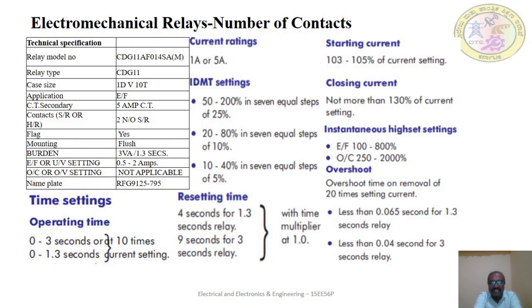We will discuss in future slides what is meant by a 1.3 second relay and what is meant by a 3 second relay, with the time multiplier at 1.0. TM is set at 1.0. For 10 times the current setting, the operating time is 1.3 seconds or 3 seconds.